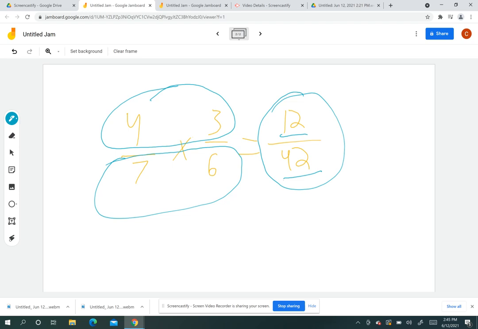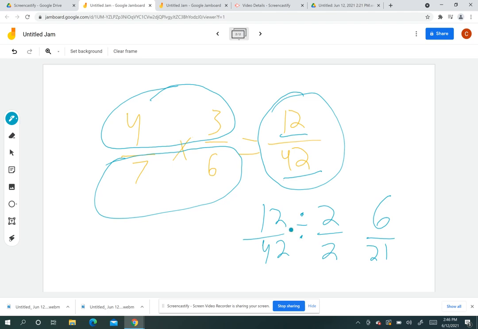Matter of fact, we definitely know that 2 can go into them. So I can divide 12 and 42 by 2 over 2. Keep in mind, just like in the previous video when we were making equivalent fractions and making them bigger, when you simplify your fraction, you have to divide both the top and the bottom by the same number when simplifying. So 12 divided by 2 would obviously give us 6. 42 divided by 2 should obviously give us 21.